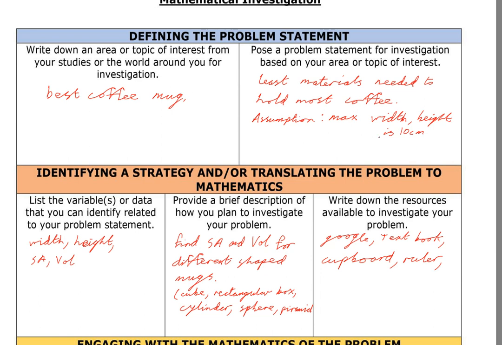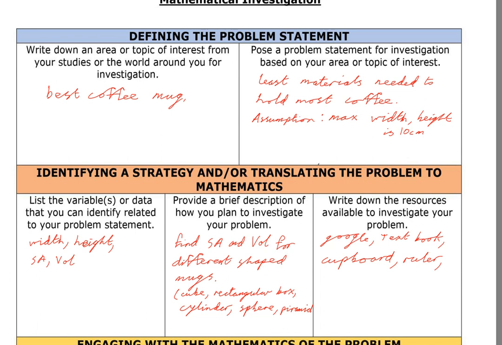So if this is my largest cup size, what is the maximum volume of coffee that I'm going to be able to get with this width and this height? So that's my problem with a little bit more mathematical language put into it.